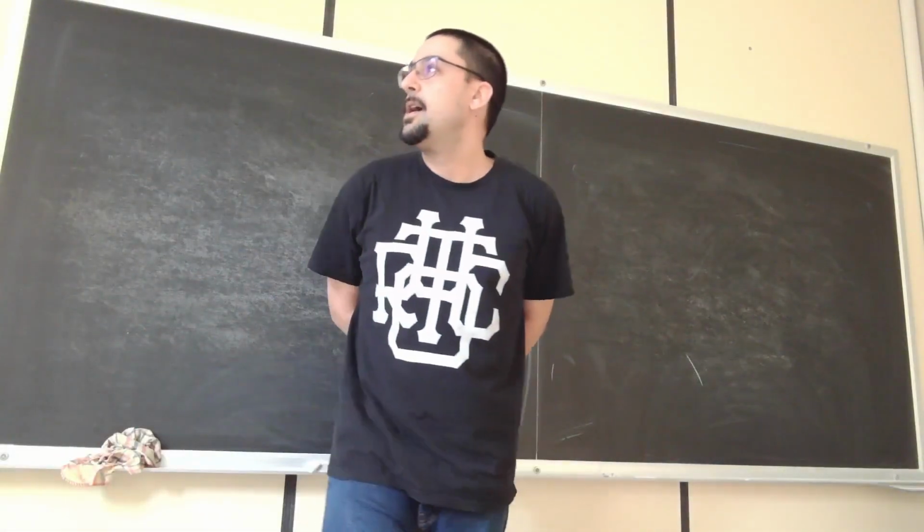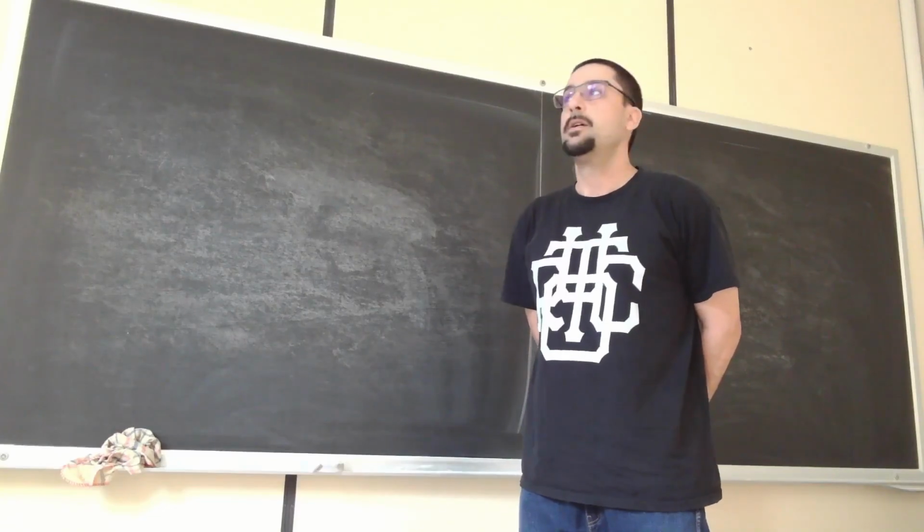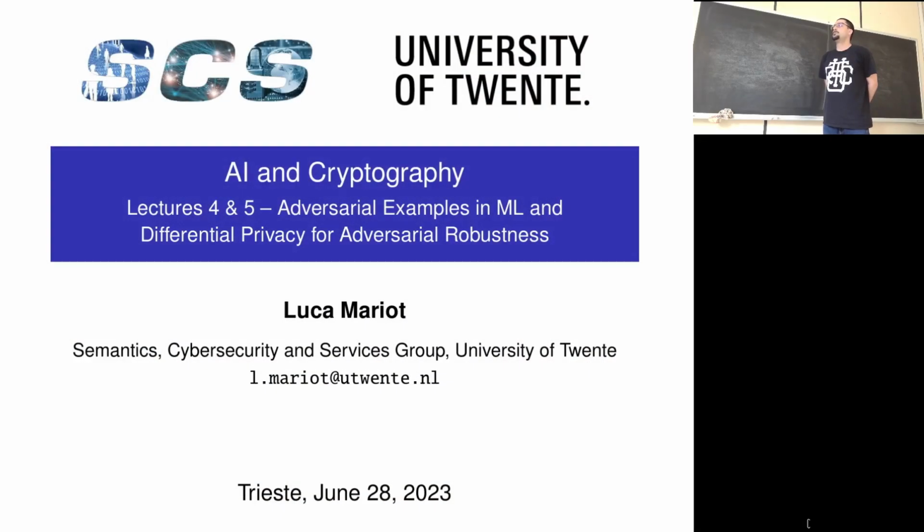So today we're going to do again two lectures. This morning we will mostly focus on adversarial examples in machine learning, and then this afternoon we will see how to cope with them using a cryptographic technique called differential privacy. I call that second part of today's session differential privacy for adversarial robustness.